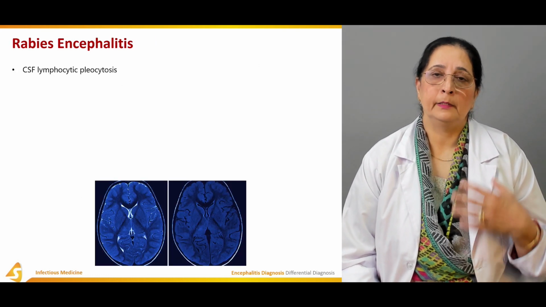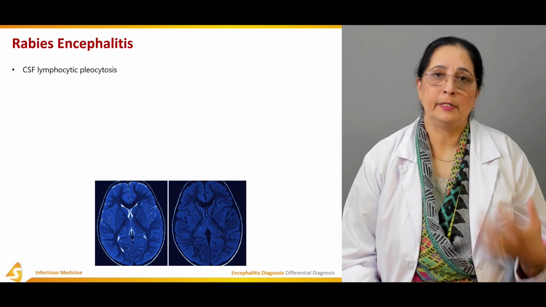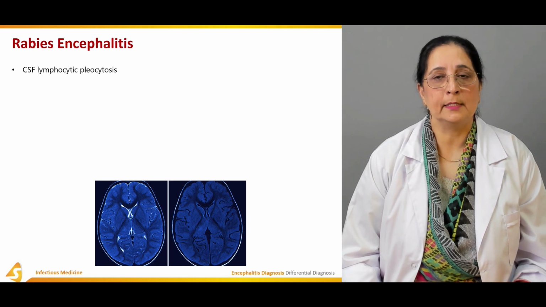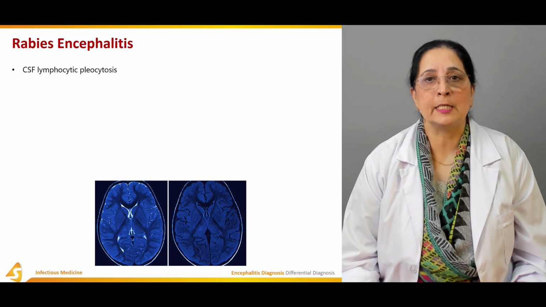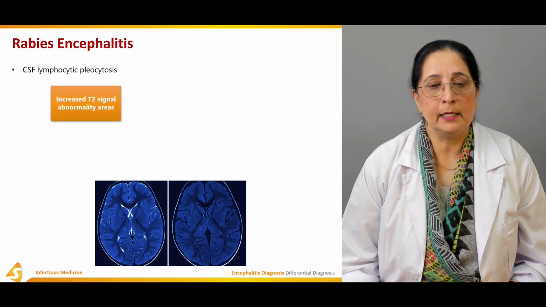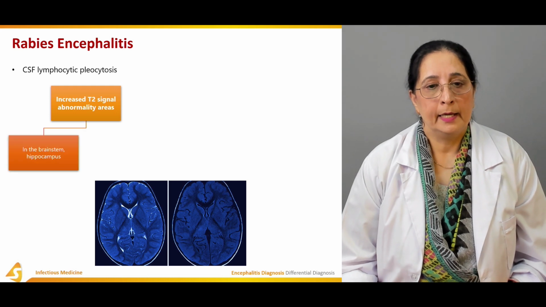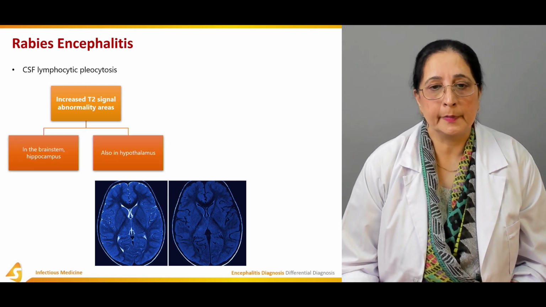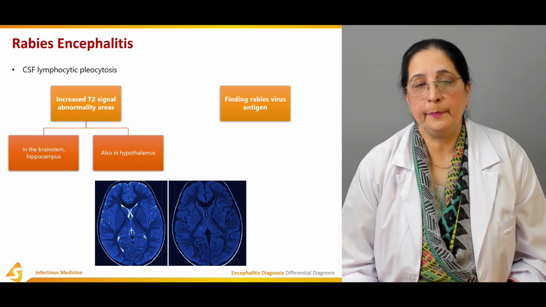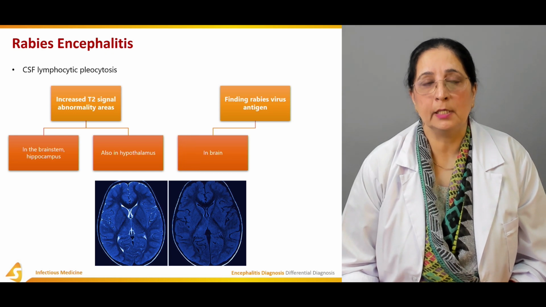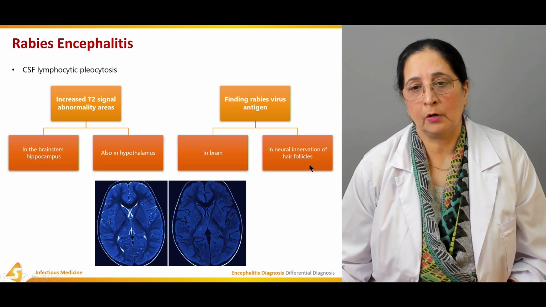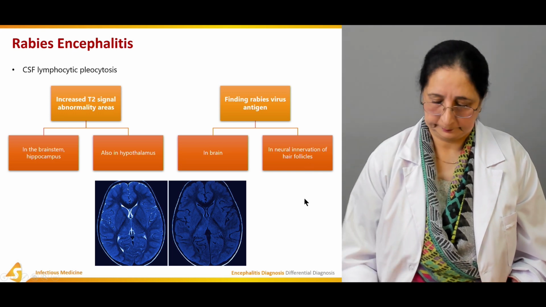Also, the examinations or tests performed in case of rabies encephalitis: in cerebrospinal fluid, lymphocytes are increased. There are T2 signal abnormality areas in the brain, hippocampus, and also in hypothalamus. Finding rabies virus antigen in the brain and in neural innervation of hair follicles.